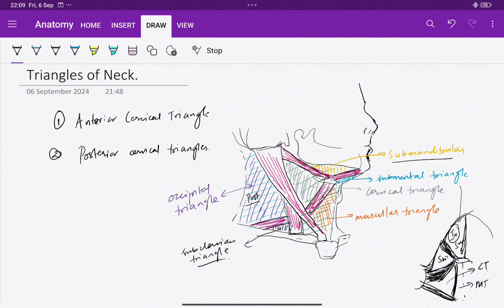So these form the different triangles present in the neck, and we'll be later discussing what structures are present in each triangle and which level lymph nodes we have to dissect in these triangles.